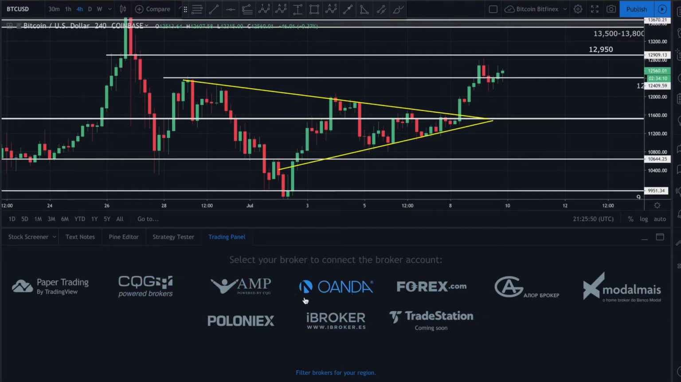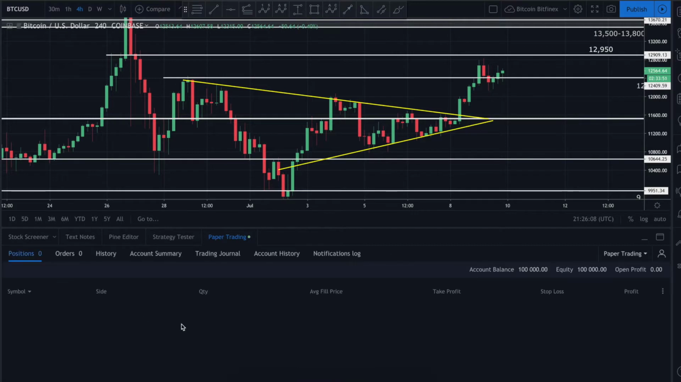So if you look at all these, if you do have a brokerage account somewhere, you can link many of them to Tradingview directly through an API and actually trade through Tradingview. That's obviously not what we're interested in. If you look at the far left portion of this panel, you'll see it says paper trading by Tradingview. So you're going to click that. Once you click that, you'll notice that this little icon changes and says paper trading with a little green dot. That lets you know that your paper trading account is now activated.